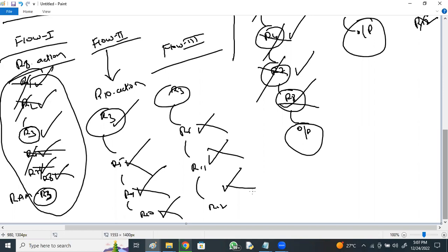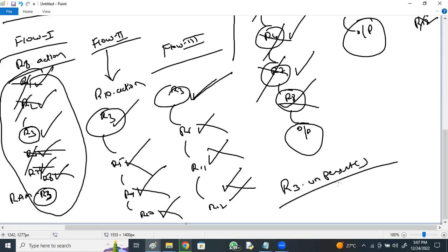So R3 output is available in the RAM. Once all their execution is finished, only R3 is available in the RAM. If you don't want that R3 also, R3 dot unpersist is there. It gets unpersisted, it also gets removed. Once your work is completed, you can unpersist it. Or when the server shuts down, it will be unpersisted. When the session is closed also, it will be unpersisted, right? Understood? Any queries in this?